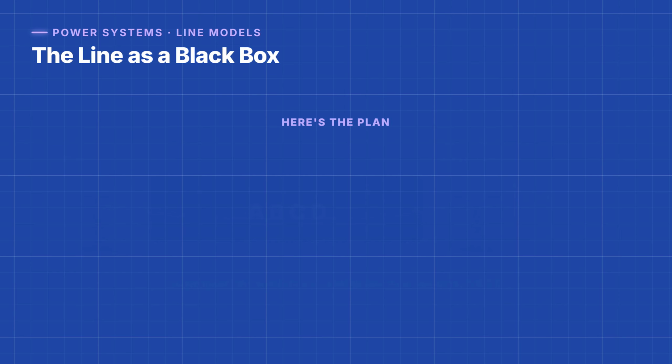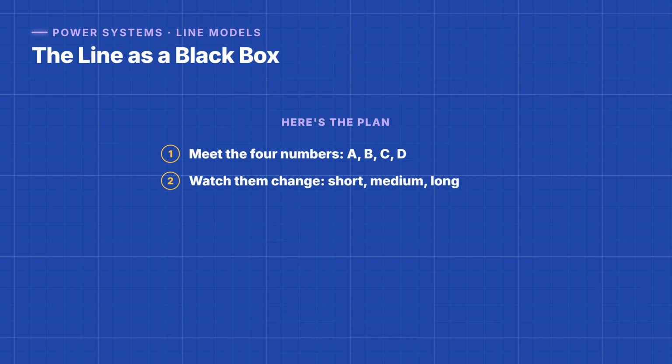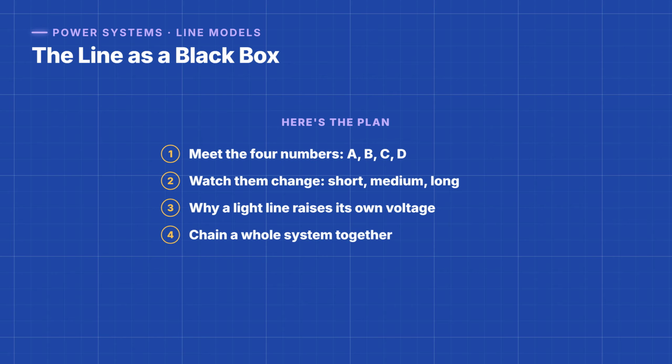So, here is our plan. First, we will meet those 4 numbers and see what each one means. Then, we will watch them change as the line grows from short to medium to long. Next, we will see why a lightly loaded line can push its own voltage up. And finally, how these same 4 numbers let us chain a whole power system together. An entire line, captured in 4 numbers.